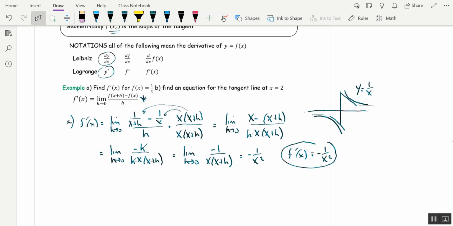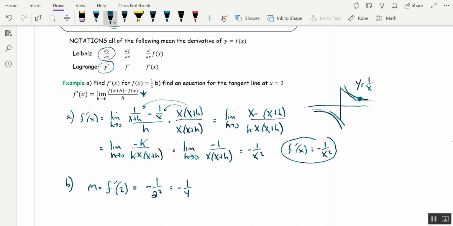Okay, so now let's find an equation for the tangent line at x equal 2. So that might be about here. So we need two things for an equation of the tangent line. We need the slope. So m is going to be the derivative f prime evaluated at 2. So f prime of 2 is negative 1 over 2 squared, which is negative 1/4. So that's my slope.